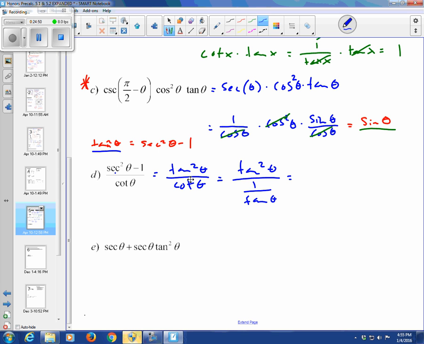Now I'm dividing by a fraction, which is the same as multiplying by the reciprocal. So we can say that tan squared theta times tan of theta is equivalent to our last step right there. And then finally, right here, how many tans am I multiplying? I'm multiplying 3, so that's tan cubed theta. And that would be the simplified expression.